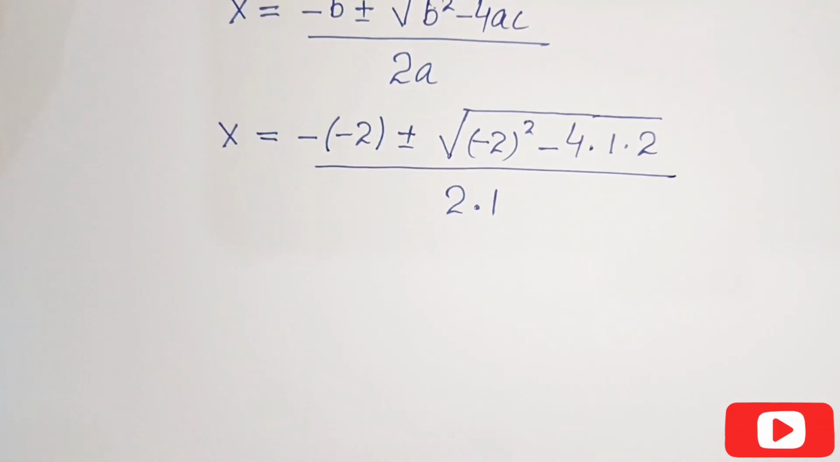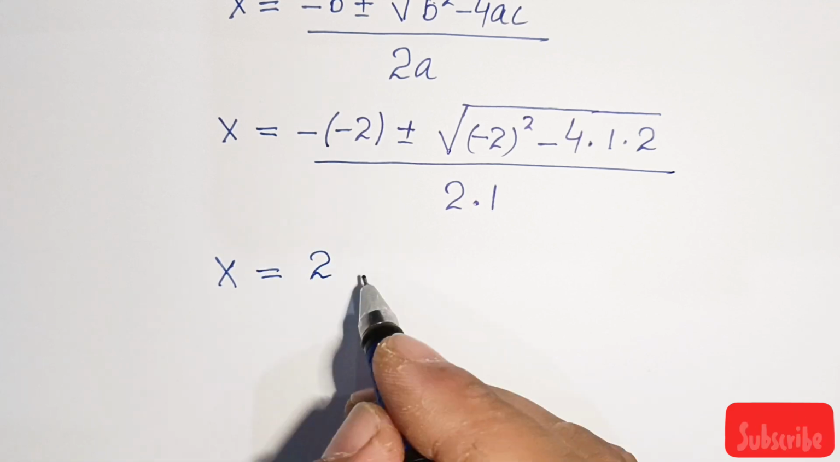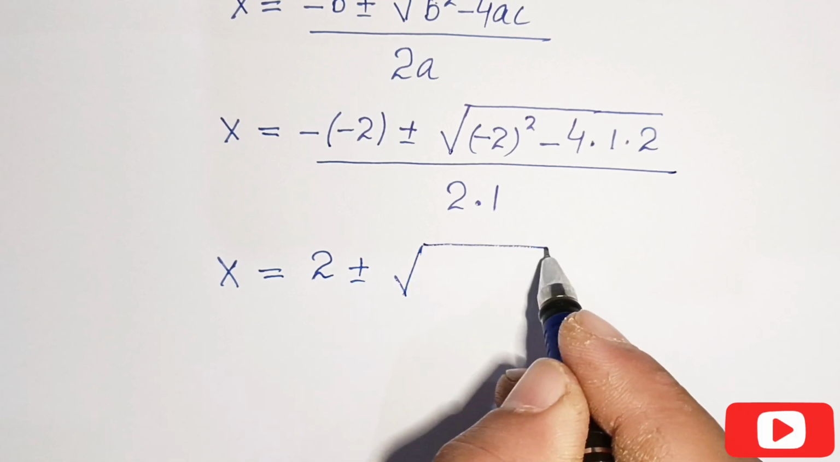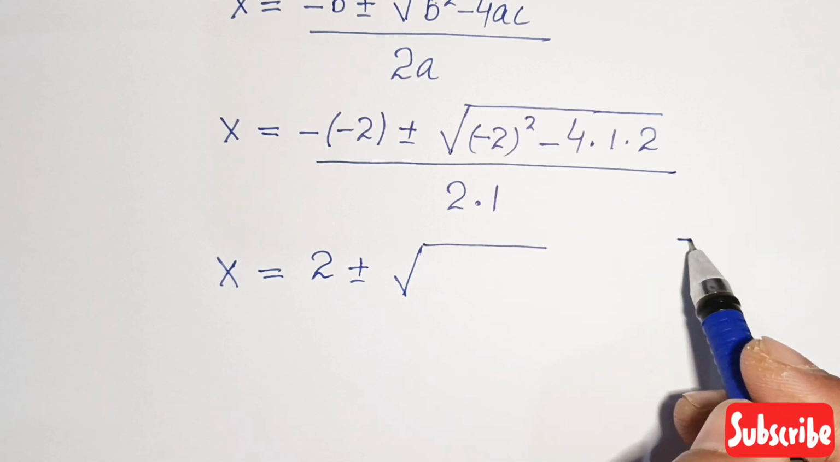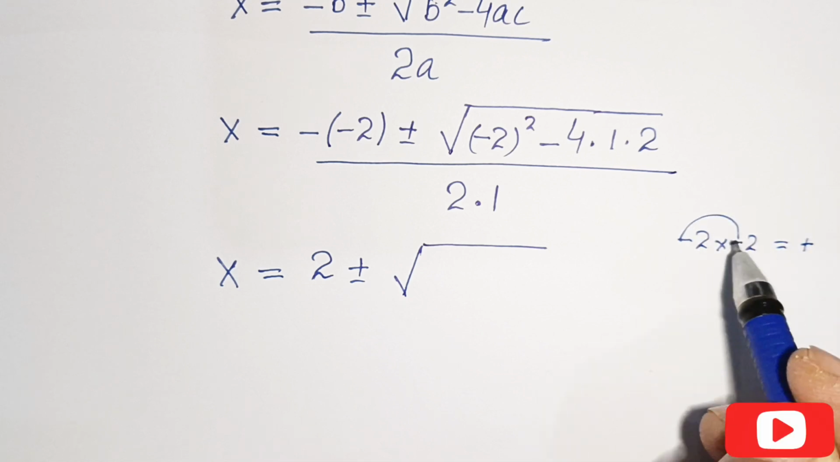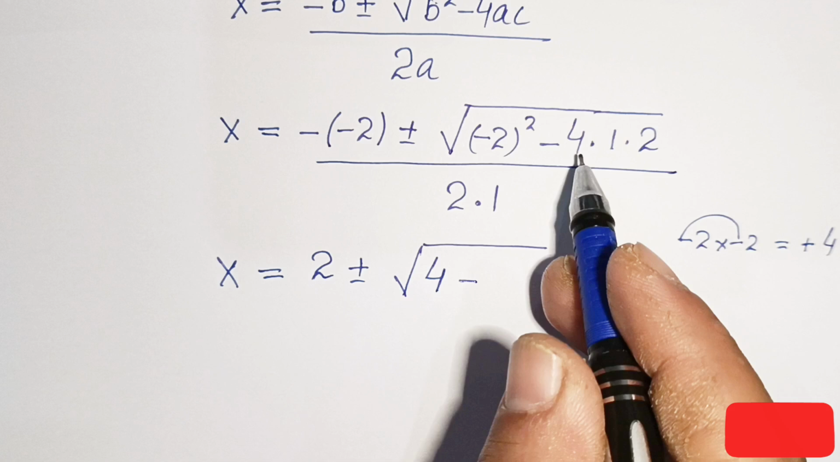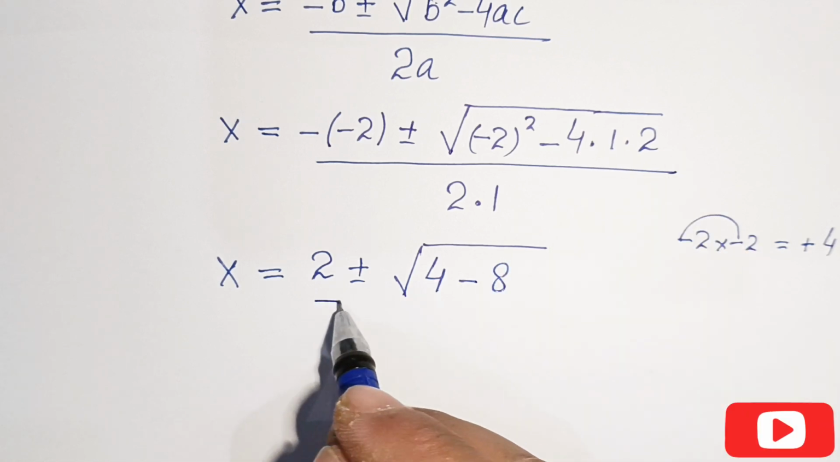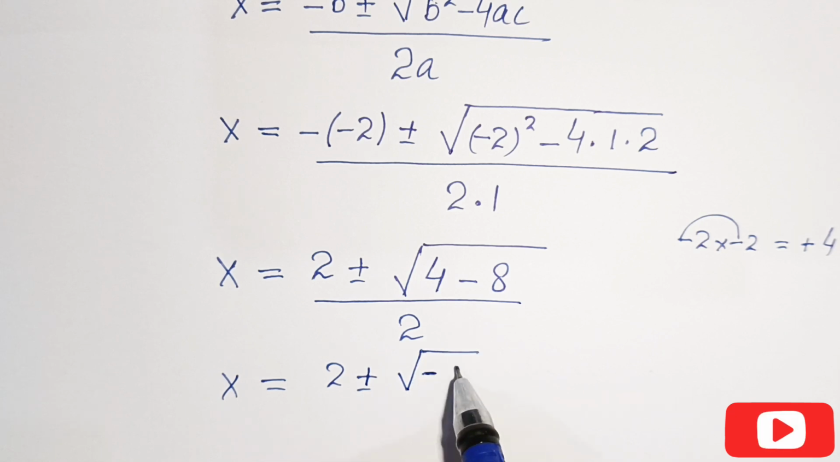So our next step will be x is equal to minus times minus is plus, so it is plus 2 plus minus square root of minus 2 squared. The exponent is even, so we write minus 2 times minus 2, minus times minus is plus, so 2 times 2 is 4, so minus 2 whole squared is equal to plus 4. And minus 4 times 2 is 8, all over 2 times 1 is 2, so x is equal to 2 plus minus square root of 4 minus 8, we get negative sign with 4 minus 4, all over 2.